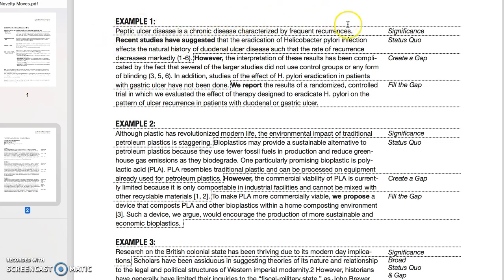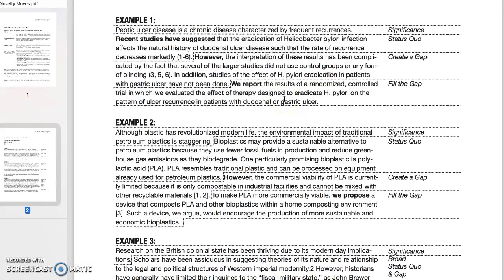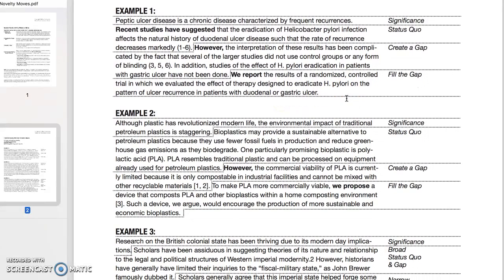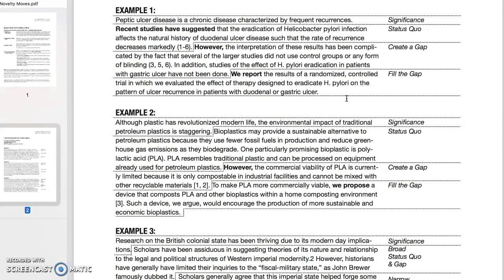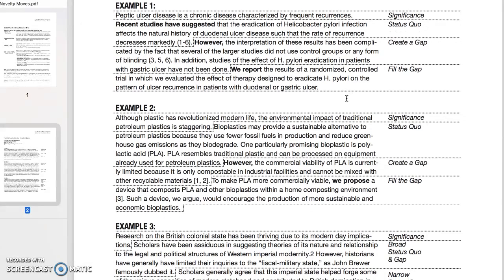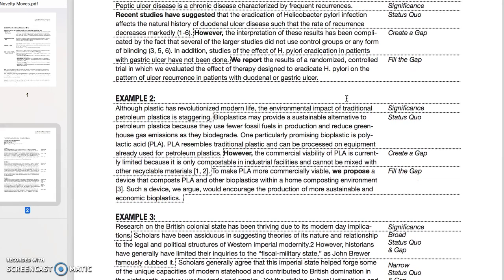So now you can see a little more clearly how we move from the significance of the issue, that this is a chronic disease, and that recent studies have suggested this, but however, there are clearly still gaps in this research that we can look into, and this is what we report. The results of these randomized controlled trials that evaluate the effect of therapy. So we can clearly see how their findings fit into the larger conversation, and I can more readily contextualize and interpret this information, and it's more helpful to me.